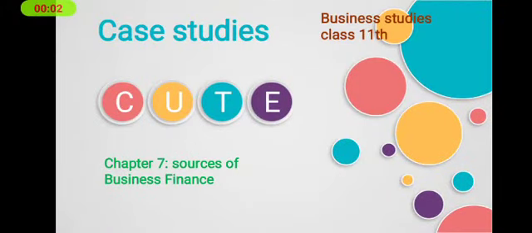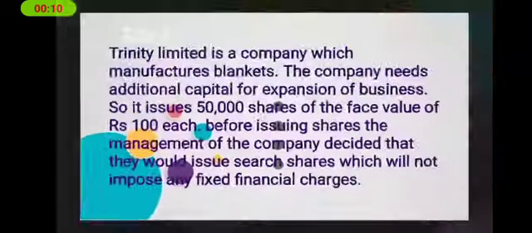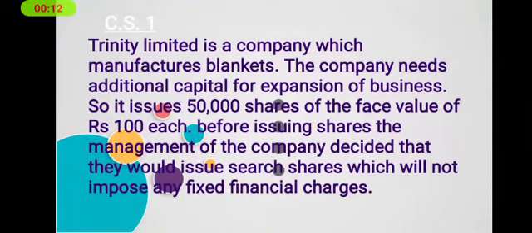Okay students, now in this video we will practice some of the case studies of previously taught topics. So let's read case 1. Trinity Limited is a company which manufactures blankets. The company needs additional capital for expansion of business. So it issues 50,000 shares of the face value of rupees 100 each.